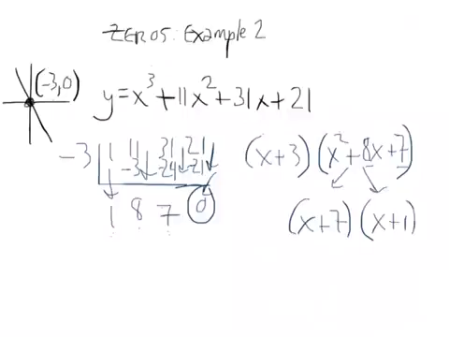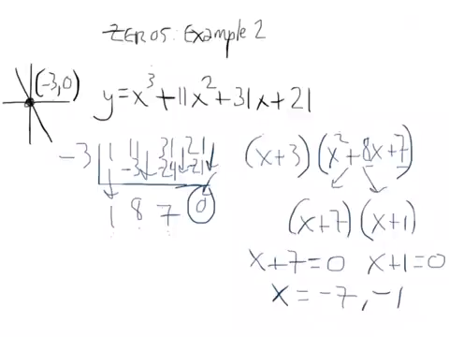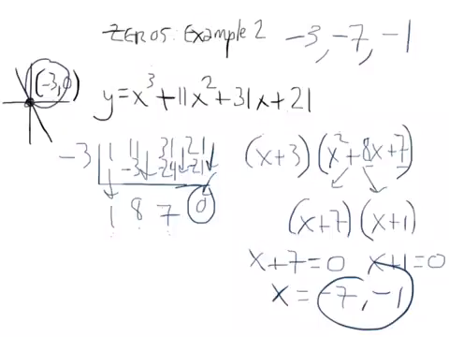And the way that I get zeros from that is I solve each of those equal to 0. So when is that 0? And when is that 0? Subtract 7 from both sides, x is negative 7. Subtract 1 from both sides, it's negative 1. So my zeros are, this one was given to me, negative 3, and then I found these two, negative 7 and negative 1.